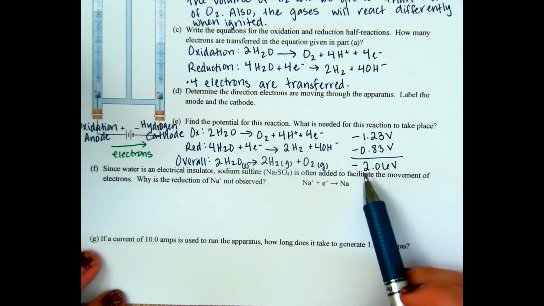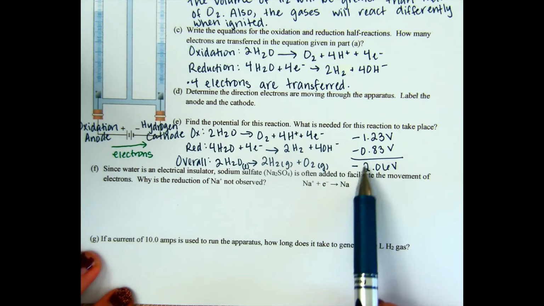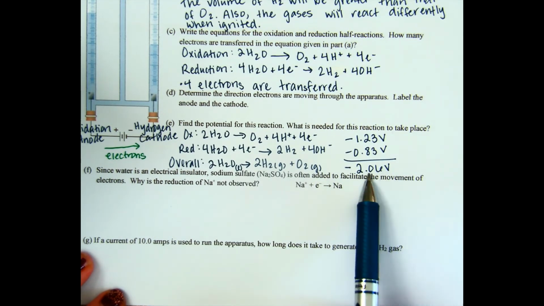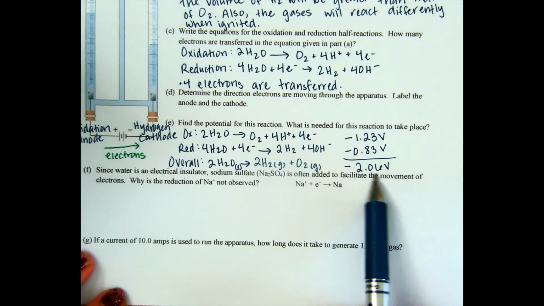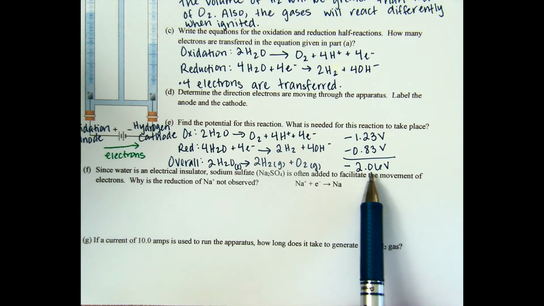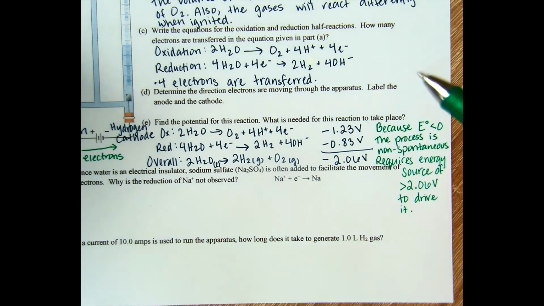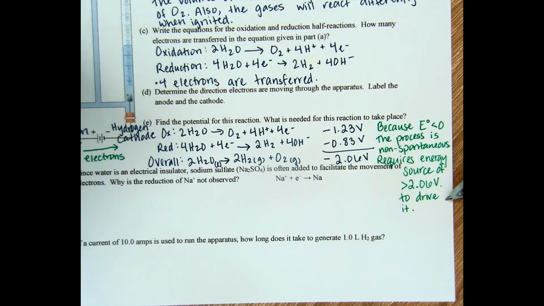Remember, this is only going to be spontaneous if this is positive, which is why we need a battery in this case, right? And so we have negative 2.06 volts. Because the standard potential of the cell is negative, it's non-spontaneous in the forward direction. And it's going to require an energy source to drive it. Now the energy source needs to be greater than 2.06 volts. So any battery that's at least 2.06 volts will do the job. Because the voltage is less than 0, it's not going to be spontaneous, and that requires an energy source of greater than 2.06 volts to drive it forward.